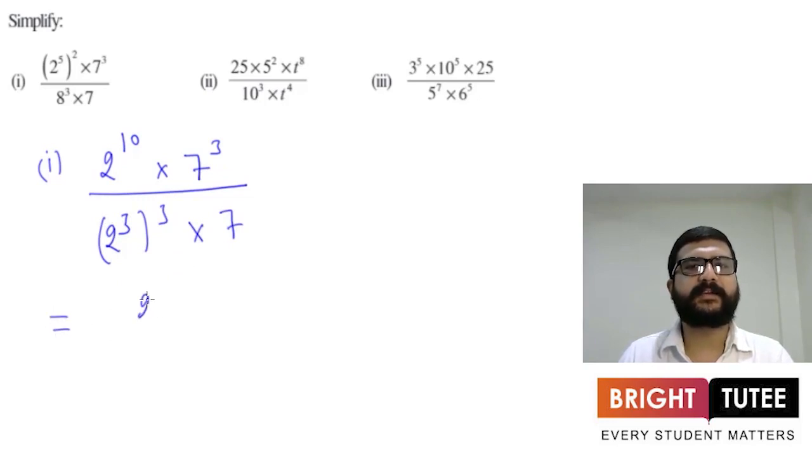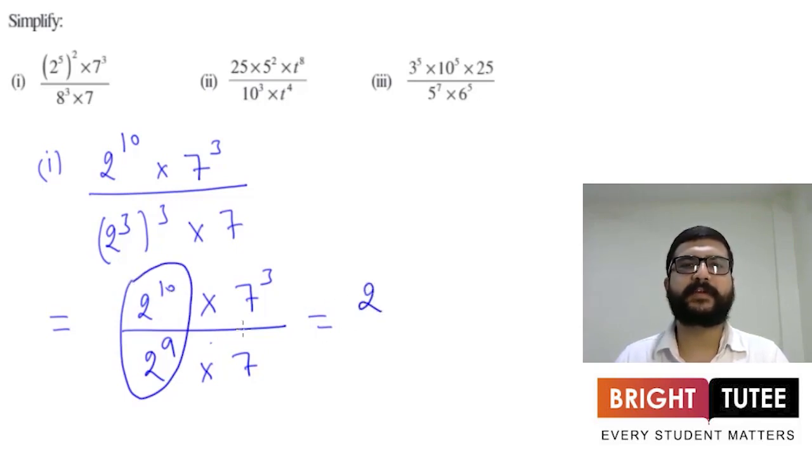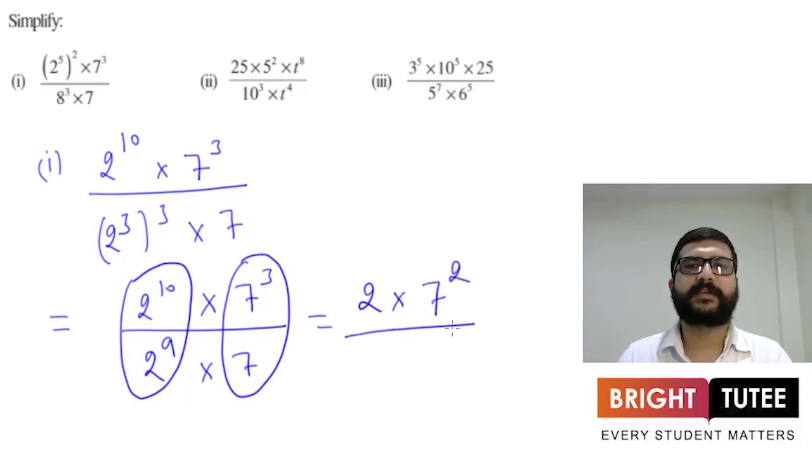We will get 2 to the power 10 into 7 to the power 3 divided by 2 to the power 3 into 3, this will be 9 into 7. Now this will give us 2 to the power 10 divided by 2 to the power 9. This will be 2 to the power 10 minus 9, which is 2 to the power 1, or we can simply write it as 2 into 7 to the power 3 divided by 7. This will give us 7 to the power 2. So this is the simplified form of the first expression.